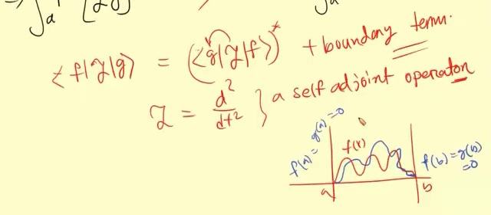So this is how you can similarly prove that the first derivative operator is not a self-adjoint operator, and as a result it cannot be a Hermitian operator as well. So before I finish off these discussions on linear algebra, I want to introduce the eigenvalue problem.